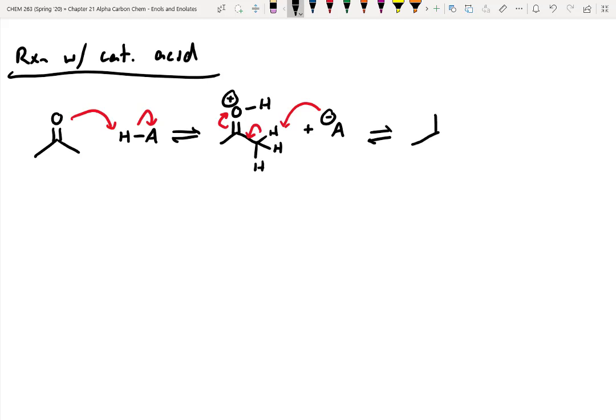It can cascade electrons down and all the way up to that oxygen. And so again, just like before, we're going to be left with something that has a carbon-carbon double bond, and we're going to regenerate our acid. Like I said, this is catalytic because you put your acid in and it comes right back out.